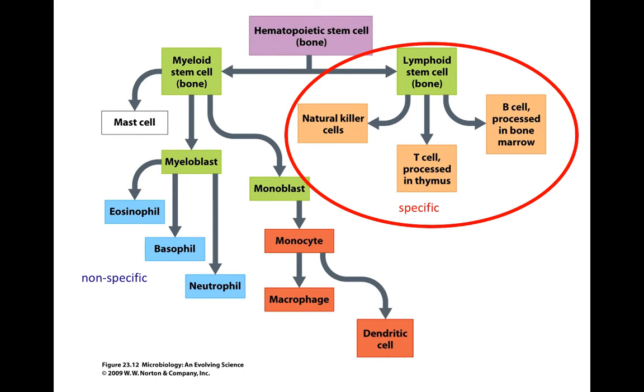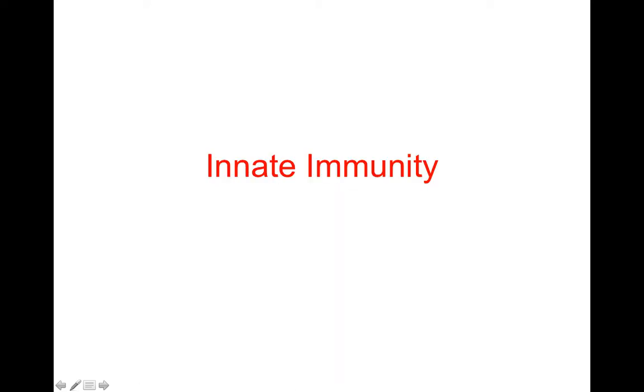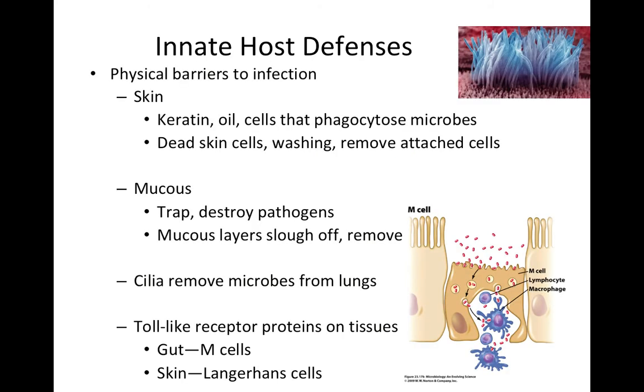There's many different cell types that play a role in the immune system. And I would like to point out that the B cells and T cells play a role in specific immunity, and all the other cell types play a role in non-specific immunity. The other cells are all going to be playing a non-specific role. So if we look at the innate immune system in closer detail, we have some physical barriers to infection. This includes skin.